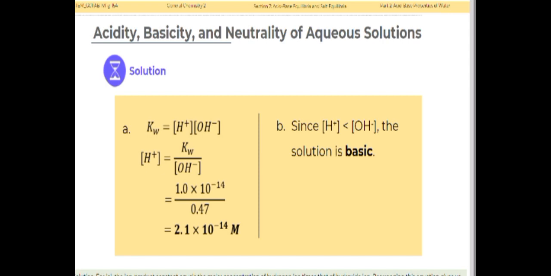And for B, since the hydrogen ion concentration is less than the hydroxide ion concentration, then the solution therefore is basic.